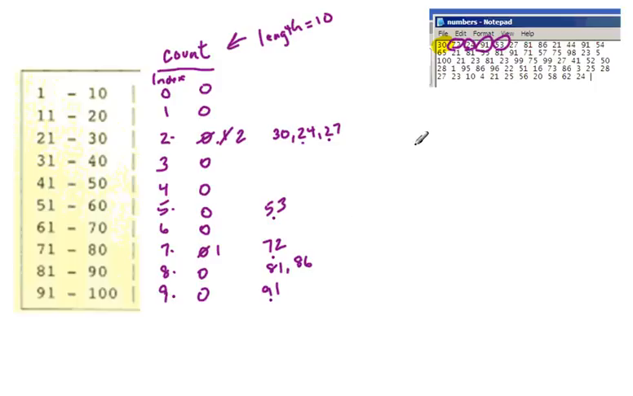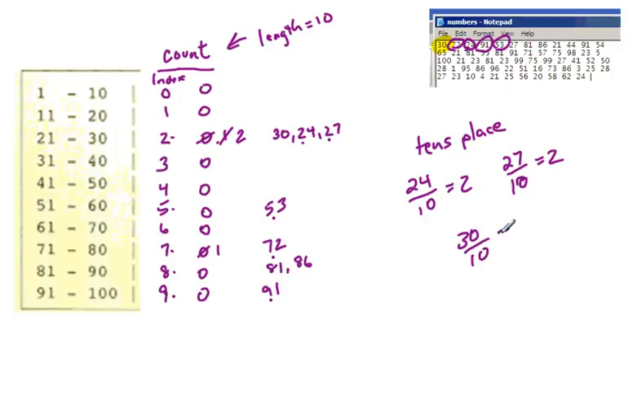And so I'm realizing, except for when they're divisible by 10, I'm looking for the tens place. Well, how do I get the tens place? I can use int division. So I can do 24 divided by 10 equals 2. 27 divided by 10 equals 2. The problem is that 30 divided by 10 is 3, and I want it to fit in the index 2 spot. The simple solution is to simply subtract 1.